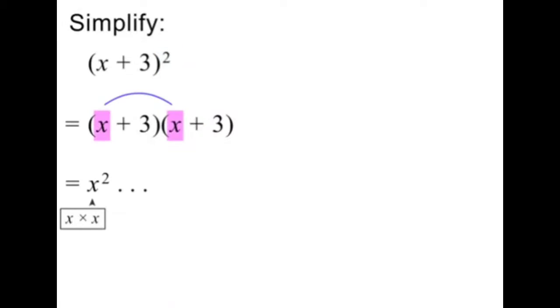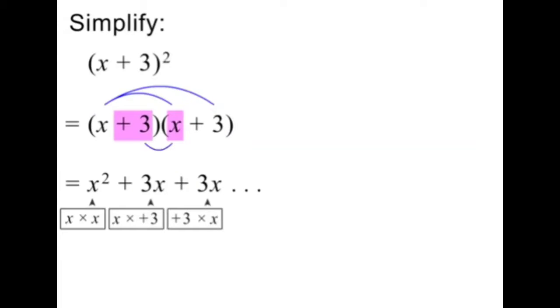We proceed as before. X times x equals x squared. We then multiply the outer terms. X times plus 3 equals plus 3x. And then the inner terms, plus 3 times x again equals plus 3x. And then the last terms, plus 3 times plus 3 equals plus 9.